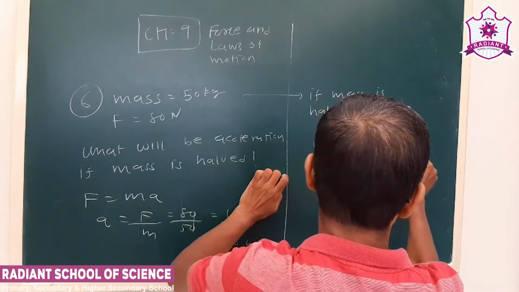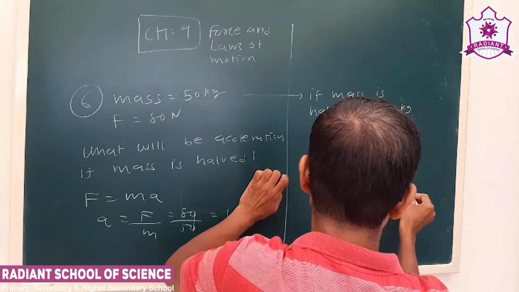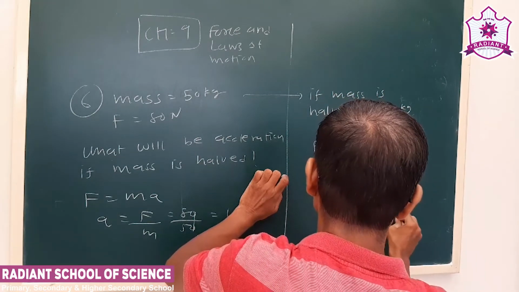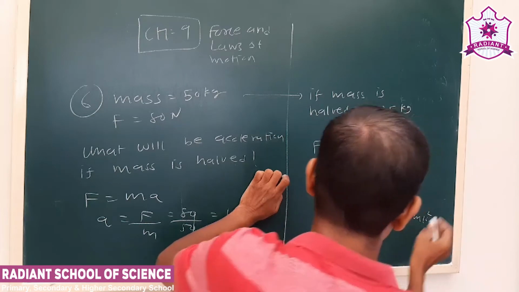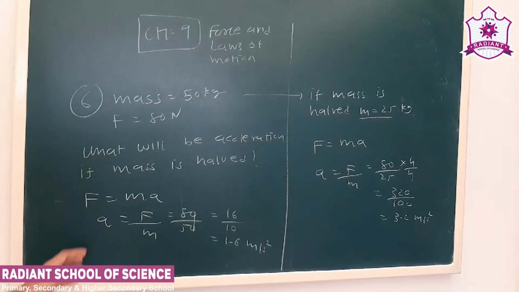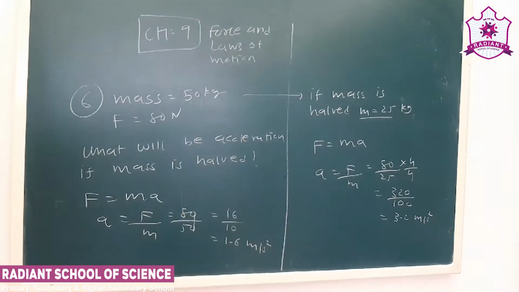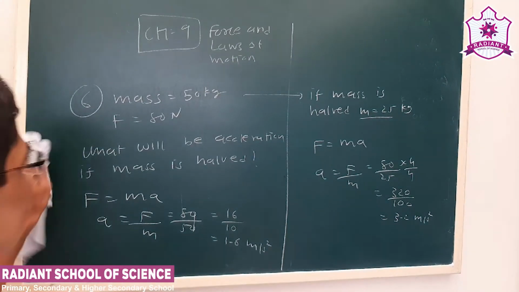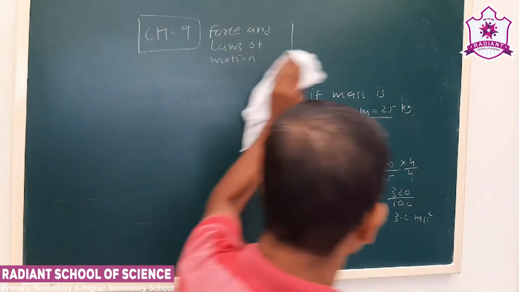So, if the mass becomes half, then naturally the acceleration will become double. So this is the question.